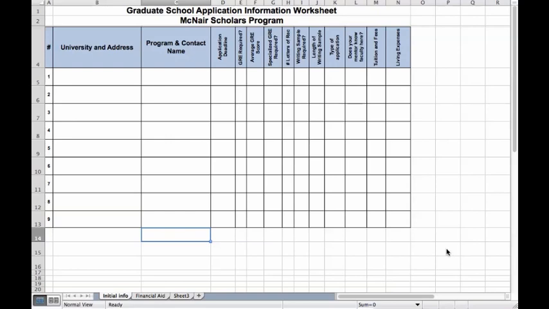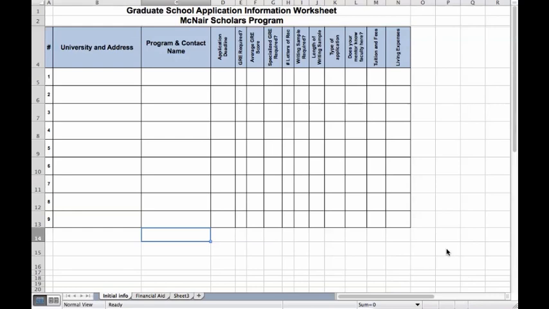You want to make sure you know, for example, how many letters of recommendation you need. What are the graduate requirements, right? What's the GRE? Is there a GRE required? What's the application deadline? Remember, not all graduate schools have the same requirements, and some of them probably have different application deadlines, because you want to write all those down.